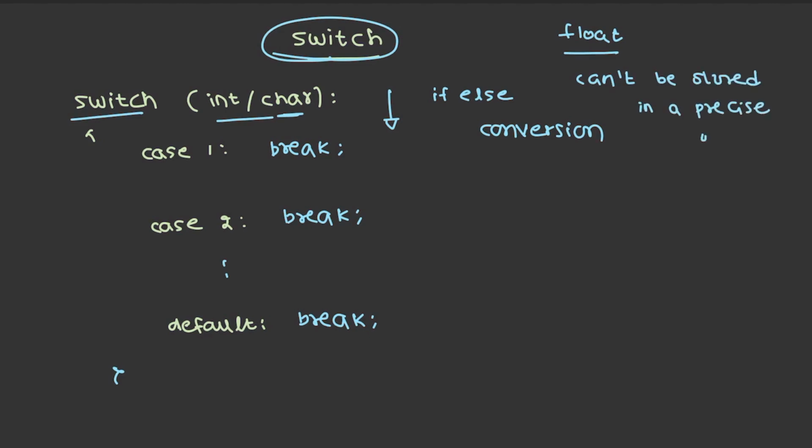Actually, what happens is, if you declare switch of 1, this one will be compared. If both of these are equal, then whatever is written in this case will be executed. If we encounter a break, it will try to come out of the entire switch case.